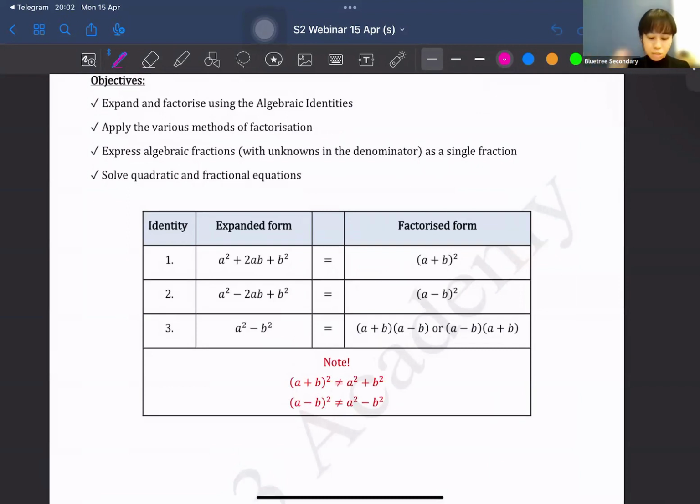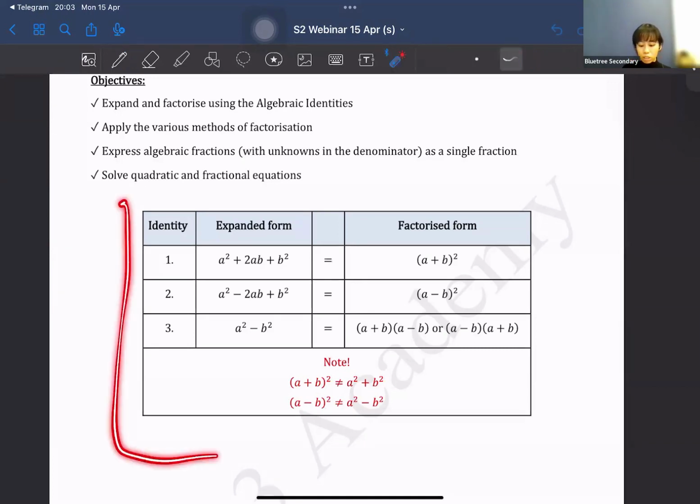Okay, so the objective of this lesson is to use your algebraic identities to expand and factorize expressions or equations. Also apply the various methods of factorization. So I'll go through the various methods of factorization that you should have learned so far. The next objective is to express your algebraic fractions as a single fraction. So you have done something similar in Sec 1, just that in Sec 1, the denominators given to you will probably be just a single number. But for Sec 2, your denominators will be made up of unknowns as well.